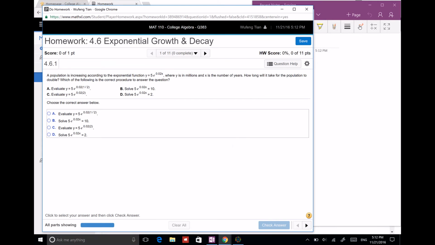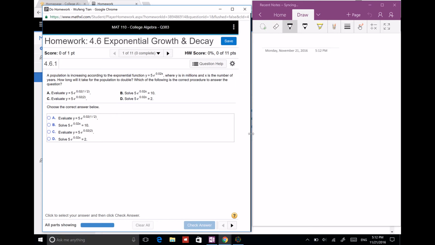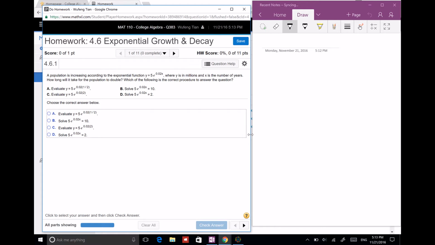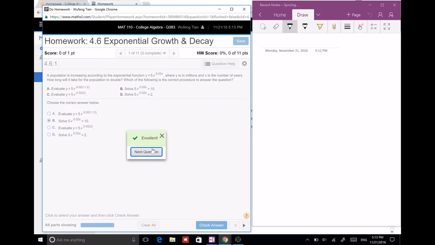In this video, we're going to look at the homework of 4.6. A population is increasing according to exponential function 5. How long does it take to double? So if it's doubled, we're going to have this equals 10. This is B, because the previous one is 5 and the double is 10.